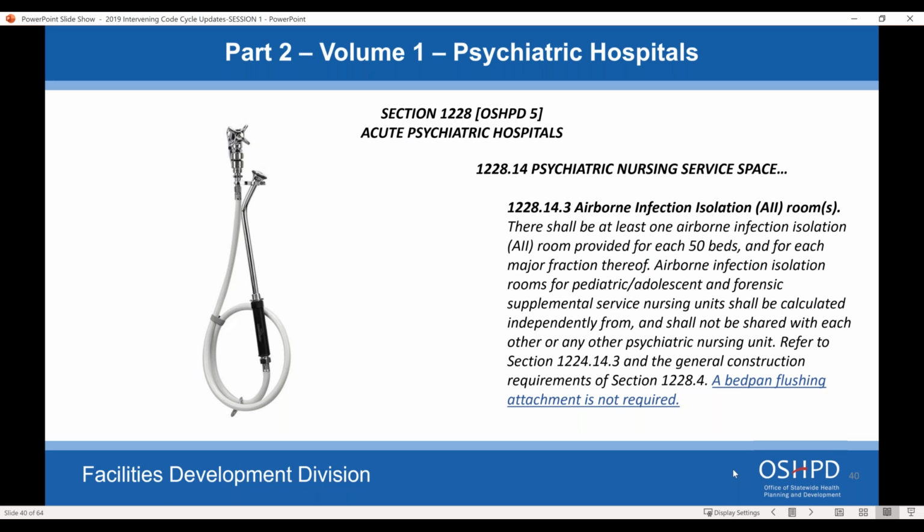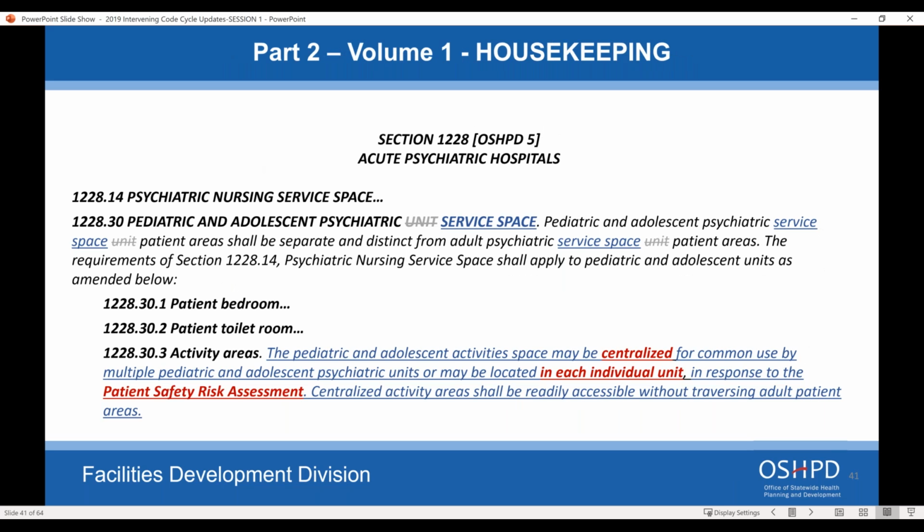Jumping over to 1228 for psychiatric units. We are clarifying that for airborne isolation rooms, bedpan flushing attachments are not required, as they are considered anti-ligature safety issues. This has already been removed from patient rooms, and it was just removing them from the airborne isolation rooms. And I notice I'm showing the wand here versus the one on the toilet. Different reasons for that is that the toilet mount one can conflict with accessible rooms, but the one with the hose can actually be removed from the wall.